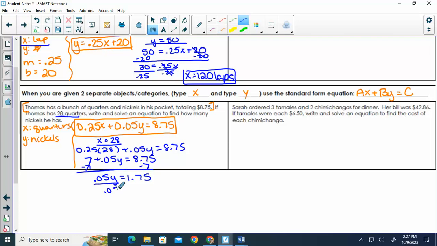Divide. So 1.75 divided by 0.05 gives us 35. And I would like a label on it. What is this? And I know that because I wrote down y is the nickels.